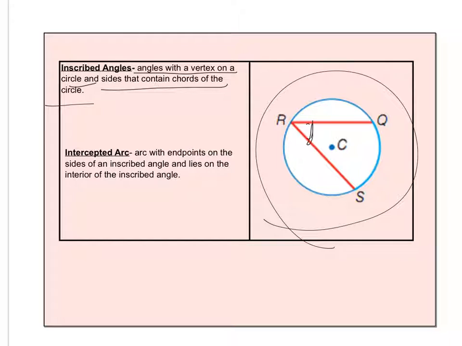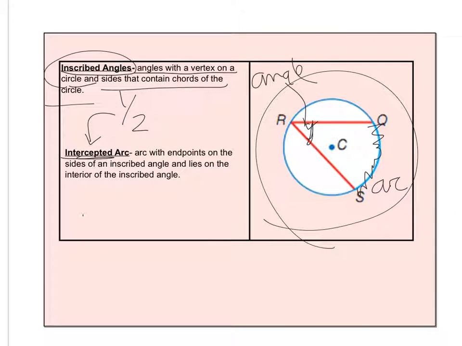This right here, that's my angle, and part of that is an intercepted arc. So this is my angle, and this part out here would be the intercepted arc. These two work together, and the punchline is that an inscribed angle is half of an intercepted arc. So if the arc was 100, then the inscribed angle would be 50 degrees.